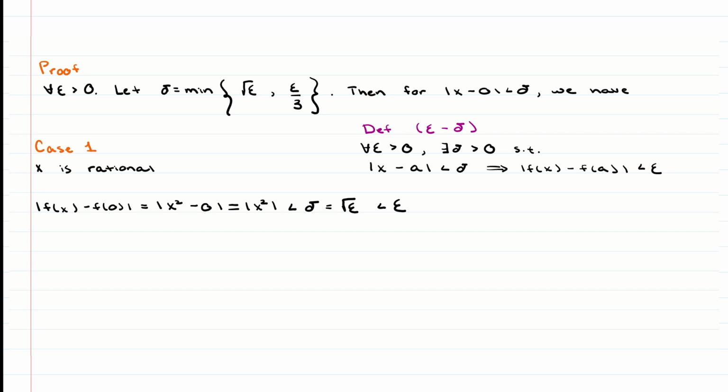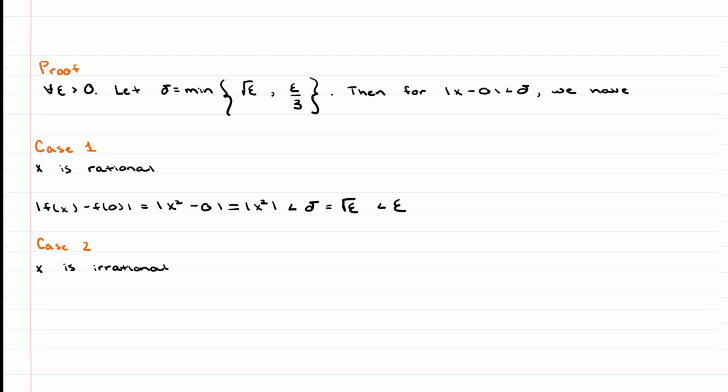All right, now let's move on to case 2. We'll start off with the absolute value of f of x minus f of 0. This equals the absolute value of 3x minus 0, which equals the absolute value of 3x. And we'll move the 3 to the outside of the absolute value, so that's 3 times the absolute value of x. And this is less than delta, which equals epsilon over 3. And epsilon over 3 is less than epsilon.